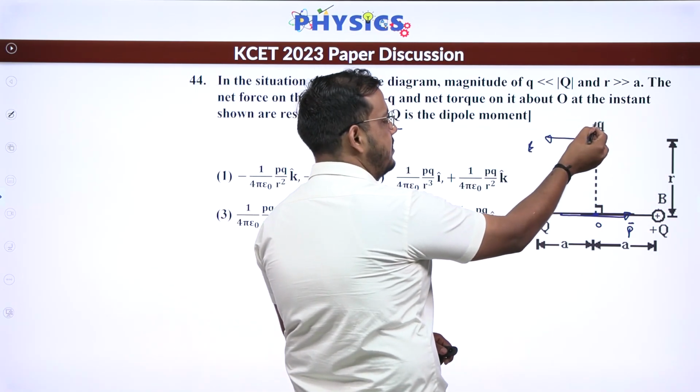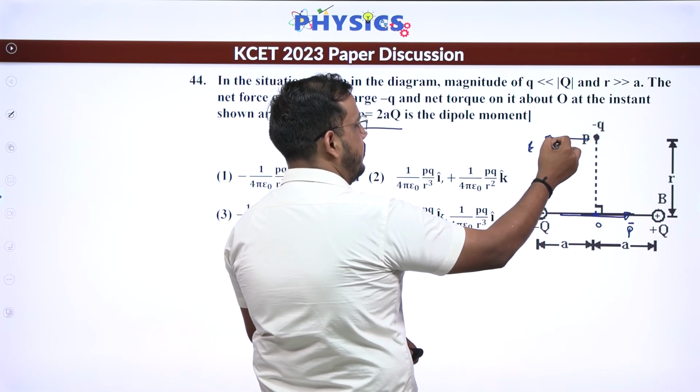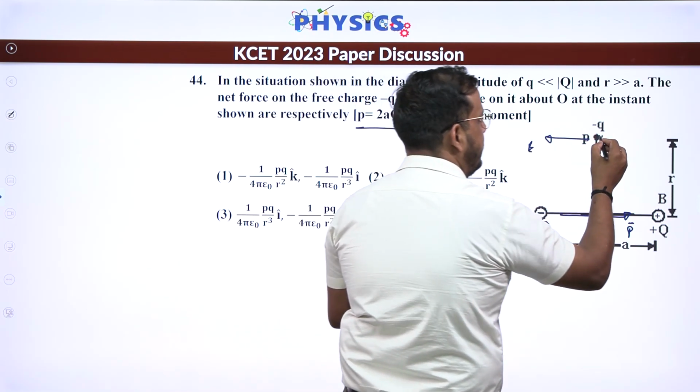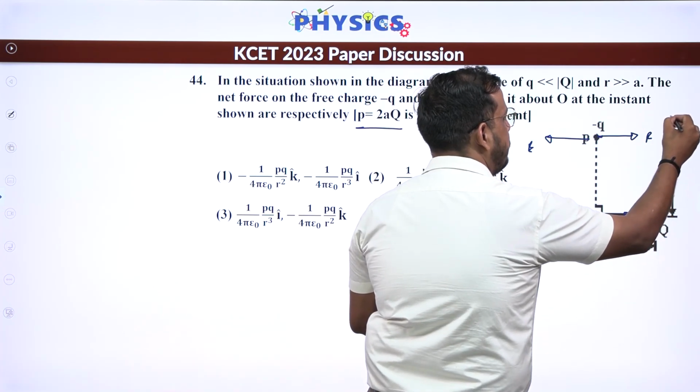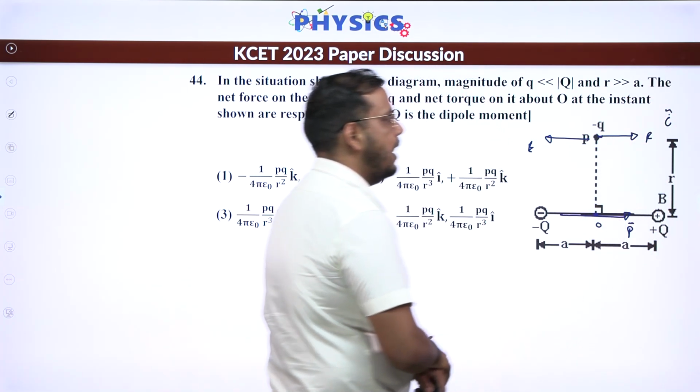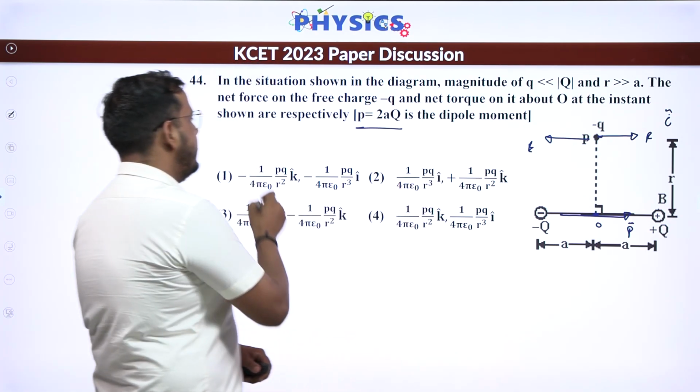Now since the charge is negative, the direction of force will be opposite to the direction of field. So this is the direction of force, and this direction is actually the x-axis, so it is along the i cap. Now, what is the field at the equatorial axis?